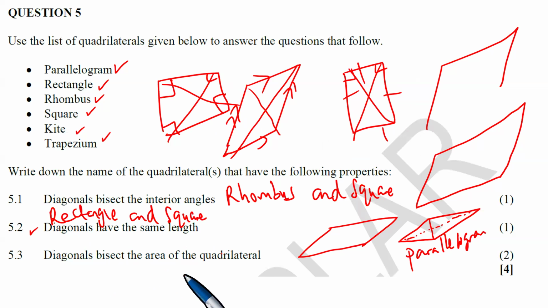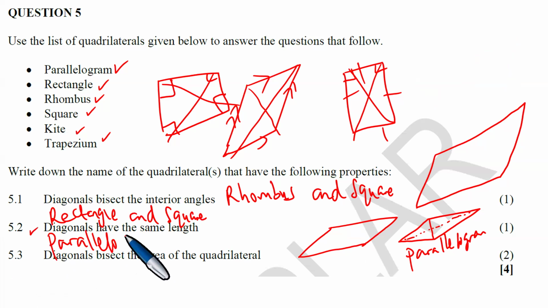Diagonals bisect the area of the quadrilateral. Which one? You must choose. If the diagonals bisect the area of the quadrilateral, trapezium? Let's look at the trapezium. Or parallelogram. Parallelogram. Well done, I agree with you there. So you can have a parallelogram. Okay. Square. Rectangle.